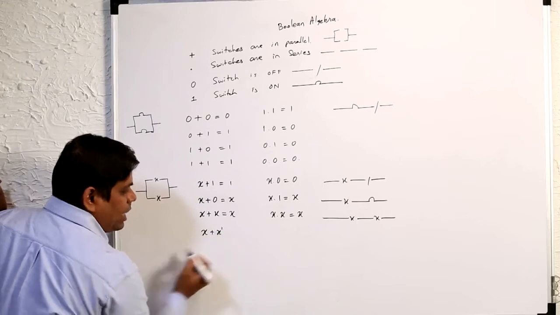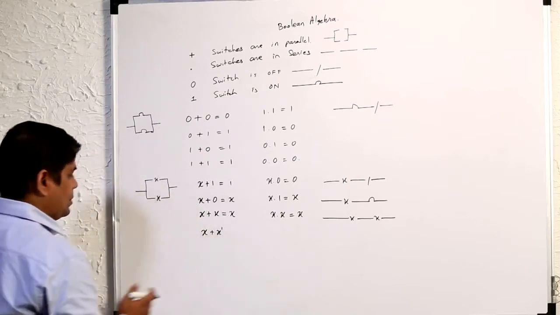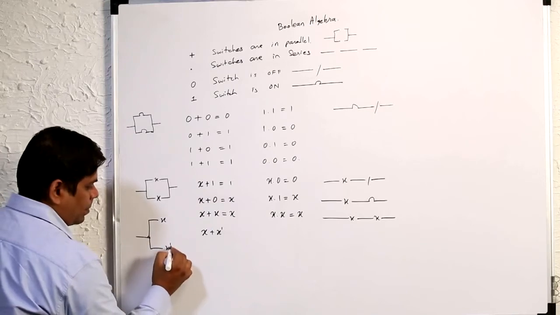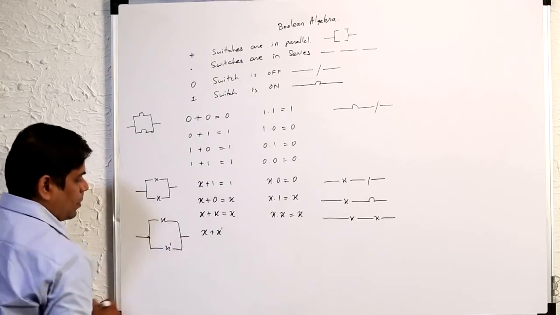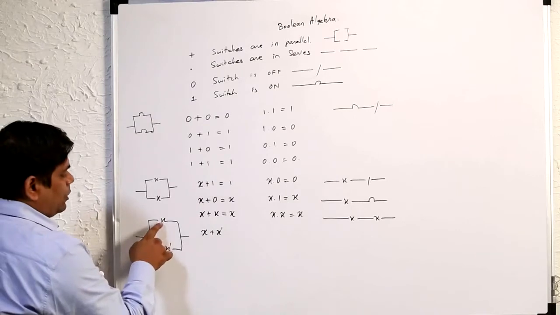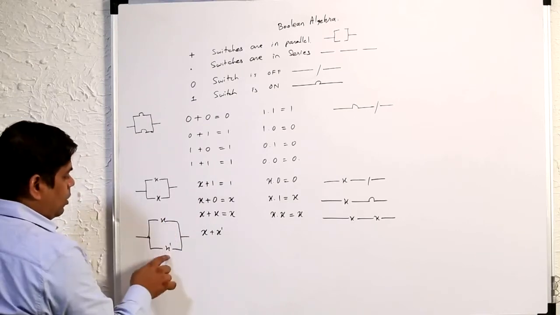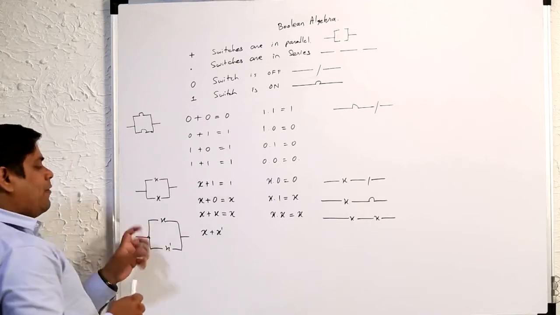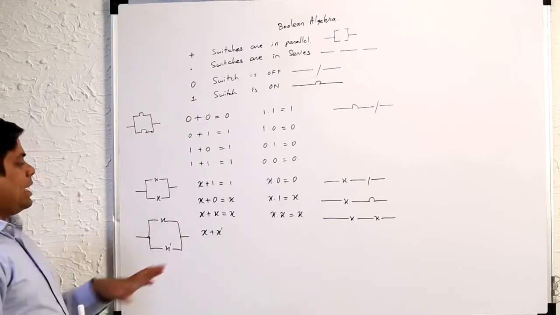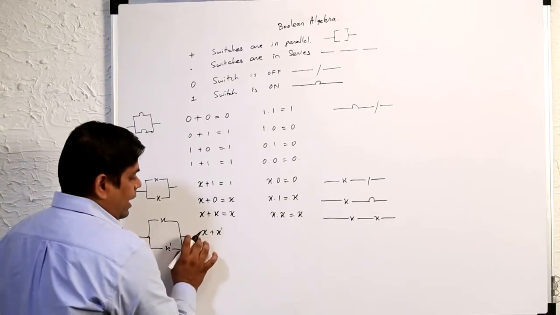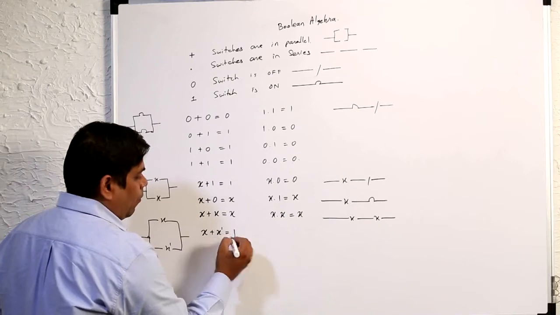Now let us see, when we have switch x and its complement x dash connected in parallel, what happens? That means if this is off, this will be on, then it will let current pass. If this is on, this is off, this will let current pass. So in any way, x plus x dash is going to let current pass in any case. So therefore, x plus x dash is going to be 1.